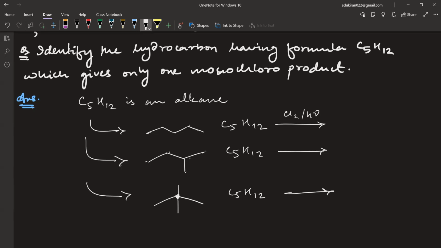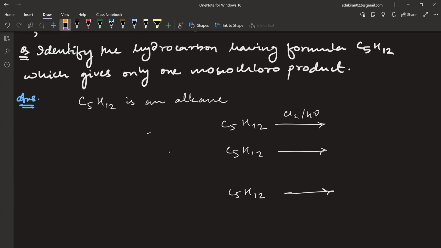Should I write it in expanded form? Let me write it in expanded form, then it will be easier for you guys. So for the first it will be 2. Write in chat: CH3, CH2, CH2, CH2, CH3.